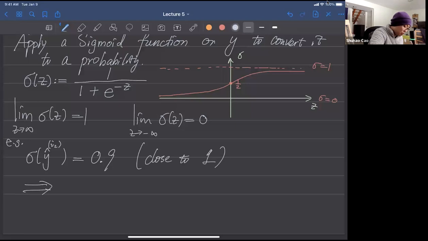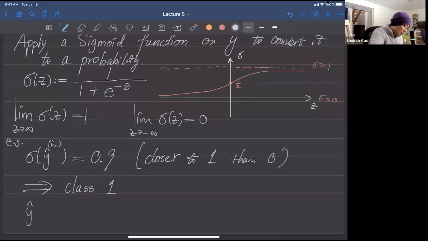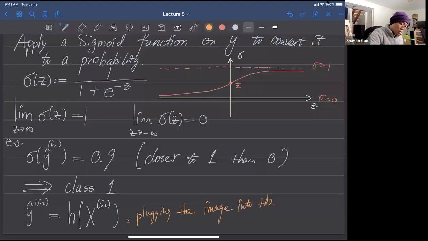It's closer to 1 than 0, okay? Then we assign this sample to class 1. So here's the workflow. We plug the sample into the neural network, so y hat i2 equals this. This is plugging the image into the neural network.